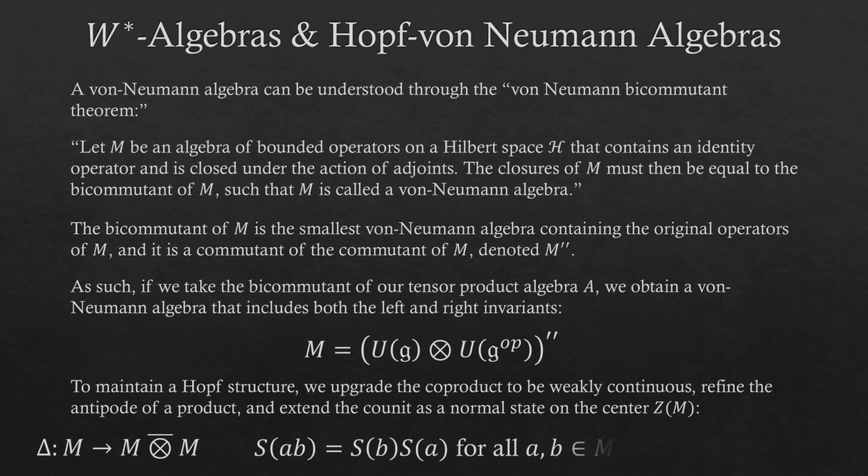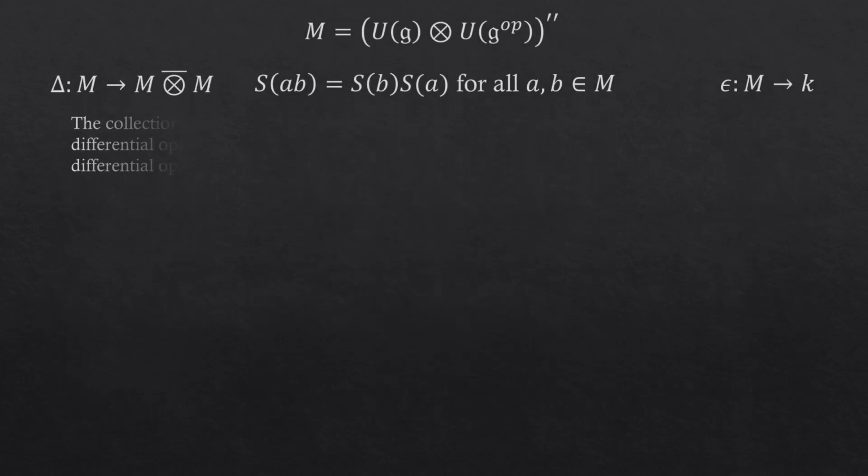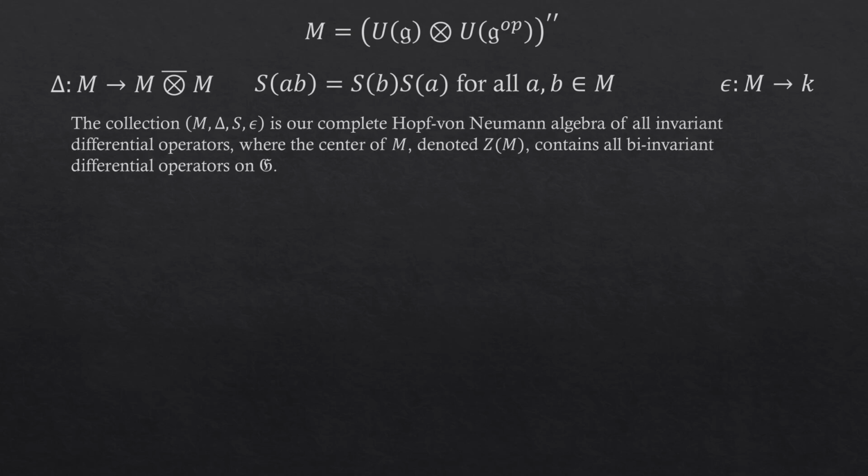And then S, the antipode acting on the product A and B, is equal to the antipode of B times the antipode of A for all A and B that are elements of this von Neumann algebra. And then the co-unit maps us from M to a base field in general. The collection M, delta, S, and epsilon is our complete Hopf-von Neumann algebra of all invariant differential operators, that being left, right, and center, where the center of M, denoted Z of M, contains all bi-invariant differential operators on the Lie group.